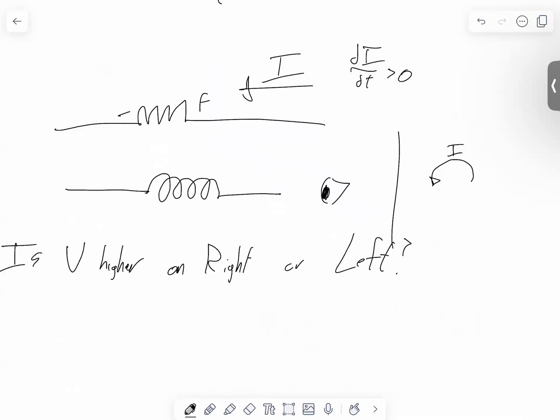This is hard. Lenz's law is hard, and then we're doing something built on top of Lenz here. Whew. Yeah.